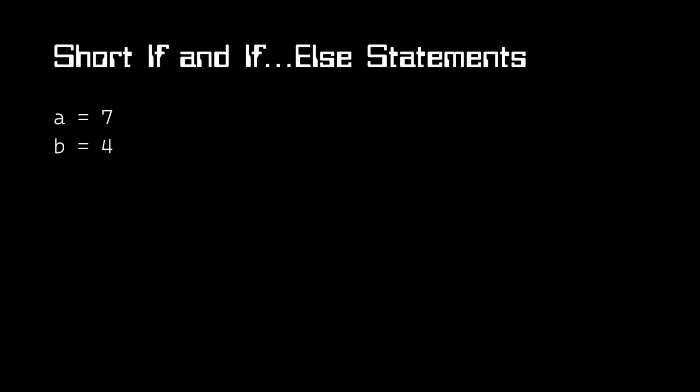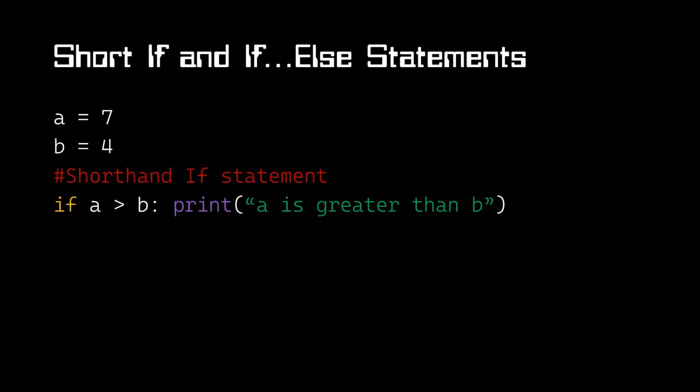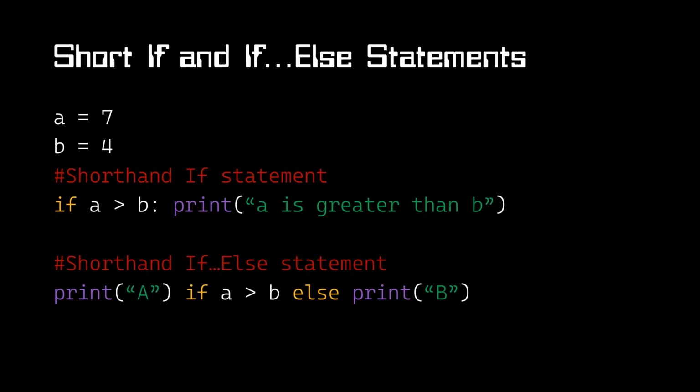If you only need to run one statement or have only one thing happen after a condition is true, you can write it all on one line in the form of a shorthand if statement, where you have the if statement and the execution statement all on one line. Similarly, you can have an if and an else statement on one line too.